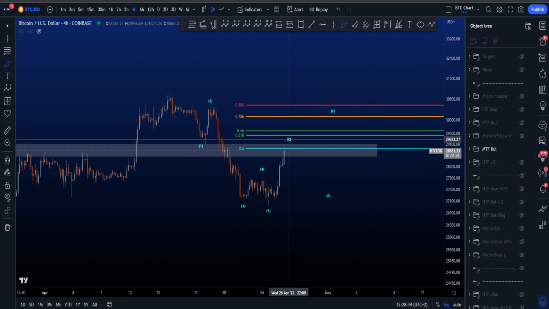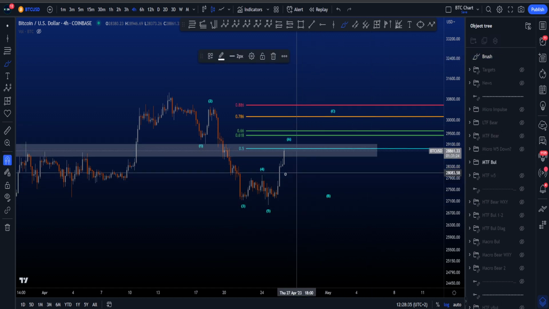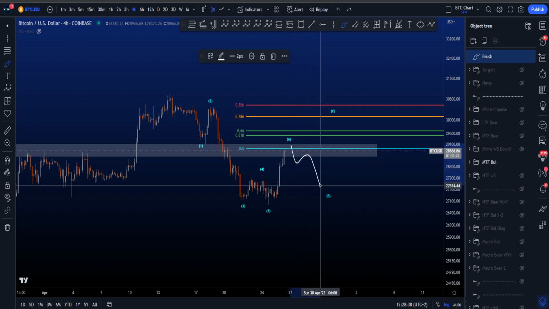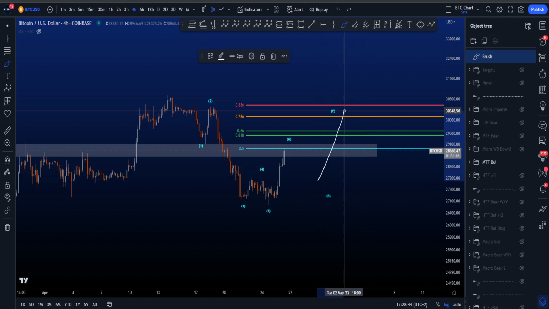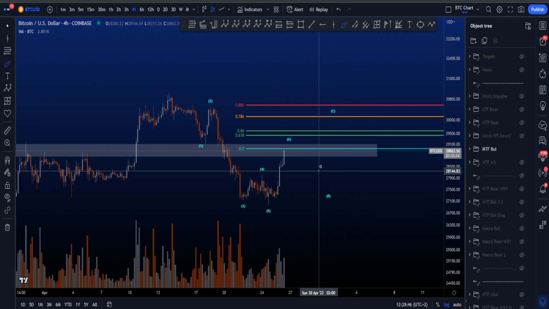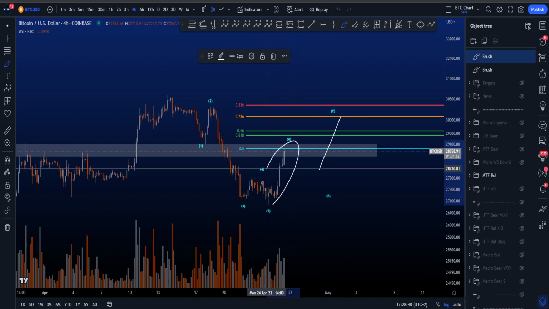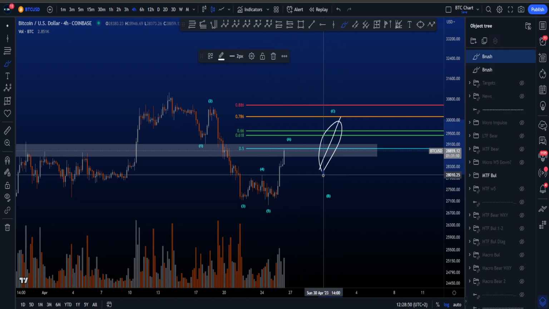Well, in an ABC, this wave B is going to be a 3-wave structure. So we are going to have a 3-wave structure in a B corrective for then an impulsive move to the upside in a wave C. And then if it is a wave C, you want to see the volume of this wave C quite similar to a wave A or lower than a wave A.